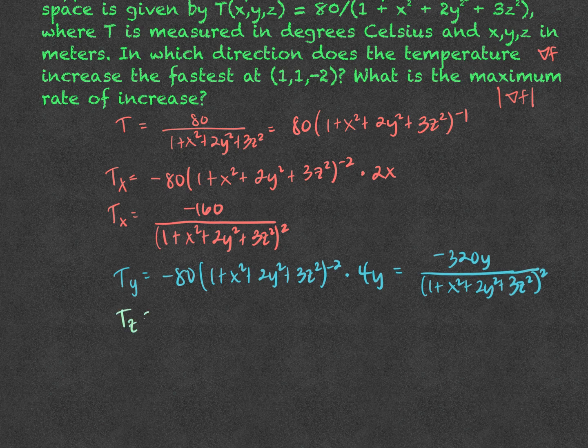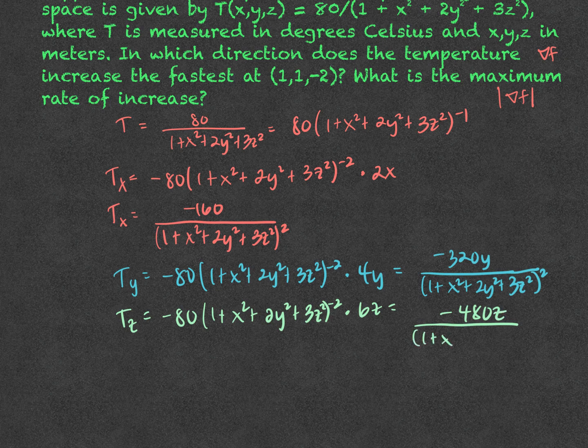So t sub z is negative 80 times 1 plus x squared plus 2y squared plus 3z squared to the -2. And the derivative with respect to z is 6z. So then we have negative 6 times 80, which is 480z. And the denominator is 1 plus x squared plus 2y squared plus 3z squared, all squared. So we see a pattern here.